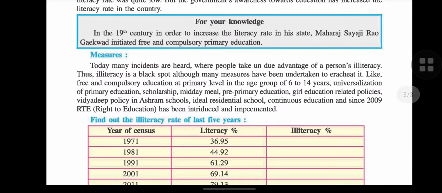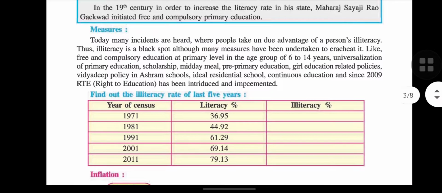In the 19th century, look at the box for your knowledge. In order to increase the literacy rate in the state, Maharaj Sayaji Rao Gaikwad initiated free and compulsory primary education. Giving all children education free and compulsorily, he started that. Now let us see the measures.